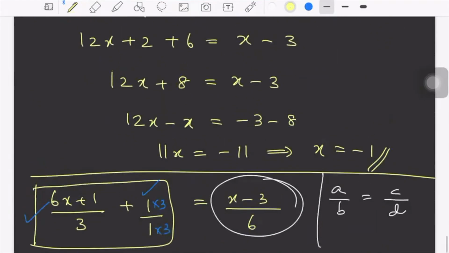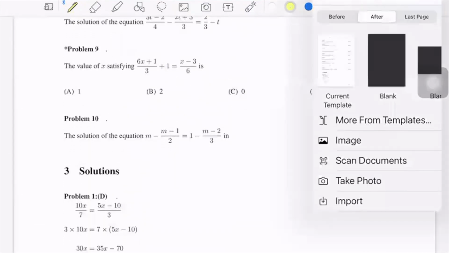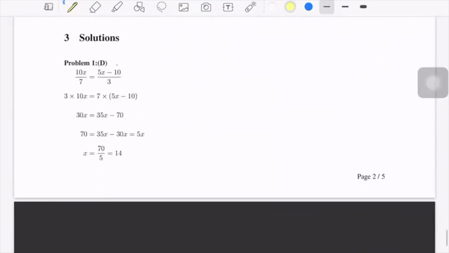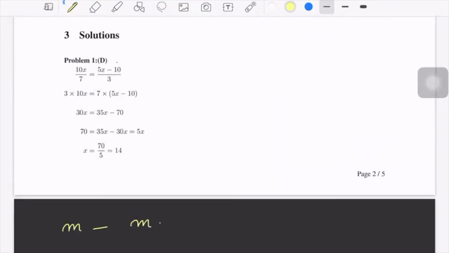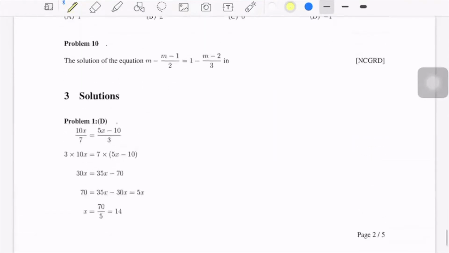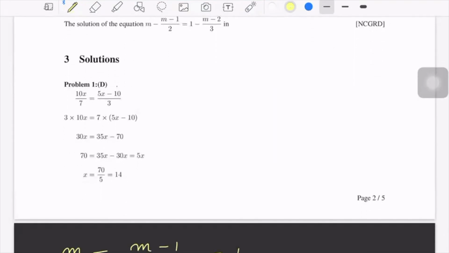Yes. All right. So let's go to the last problem of the sheet, which is question number 10. So we have m minus (m minus 1) divided by 2, whole divided by 2 equal to 1 minus (m minus 2) by 3.